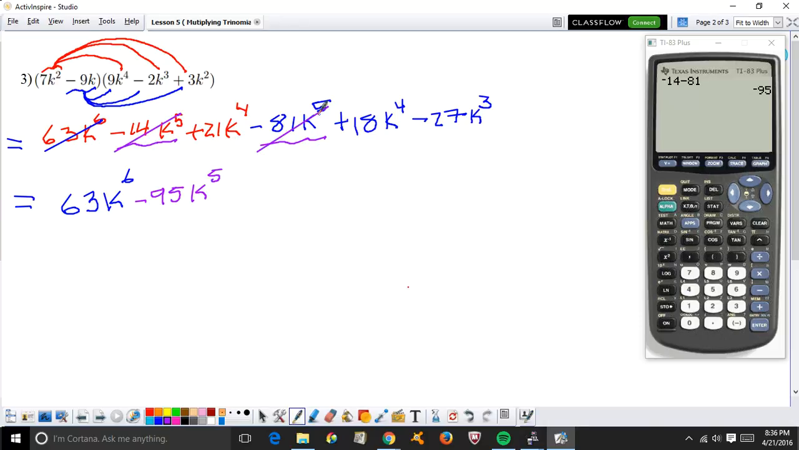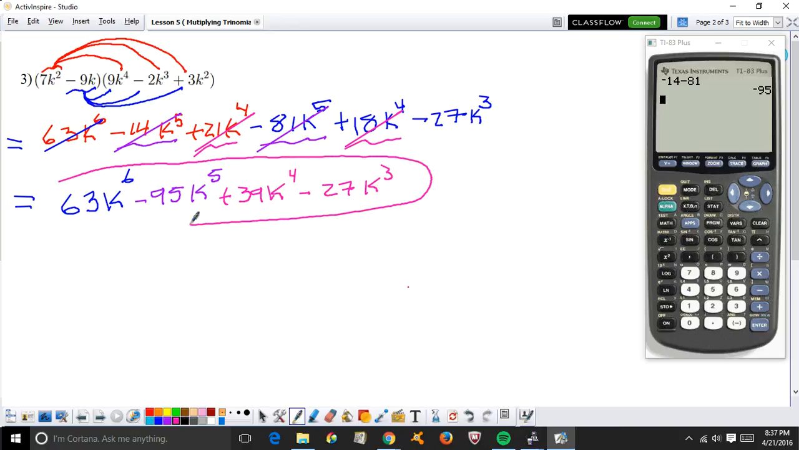Okay, so that's that. What's the other term? K to the fourth. I see a k to the fourth here. It's just different color to differentiate. So k to the fourth, k to the fourth. Let's add the coefficients. 21 plus 18, so that's 39 k to the fourth. There's nothing to combine this k to the third with, so bring it down. Negative 27 k to the third, and that's pretty much it. We're done here.